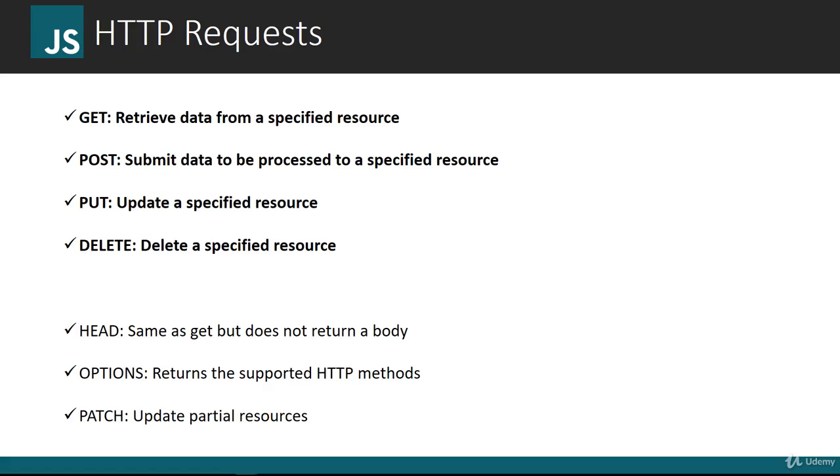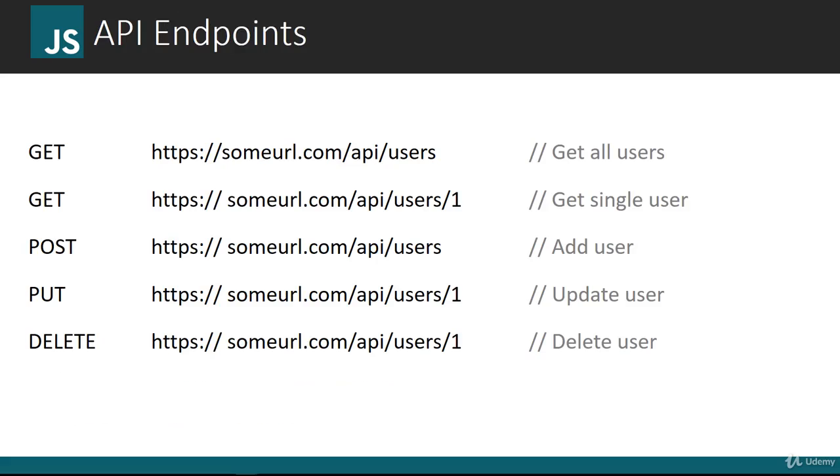Now, there are others as well, such as HEAD, which is the same as GET but doesn't return a body, it just returns the header. We have OPTIONS, which returns the supported HTTP methods of that specific server or API, and then PATCH, which updates partial resources. It's similar to PUT, but we're going to focus on the main four.